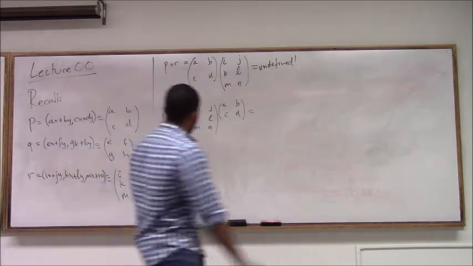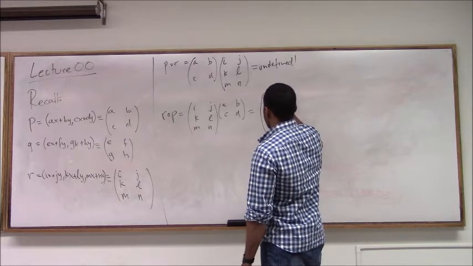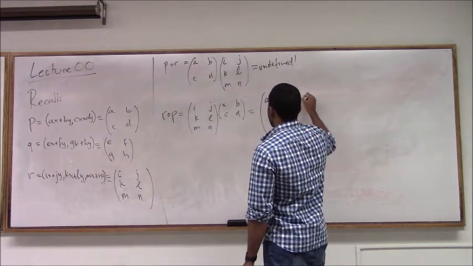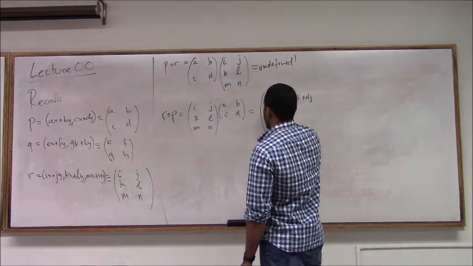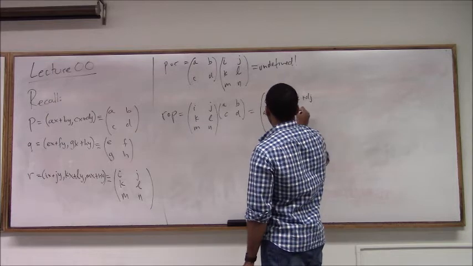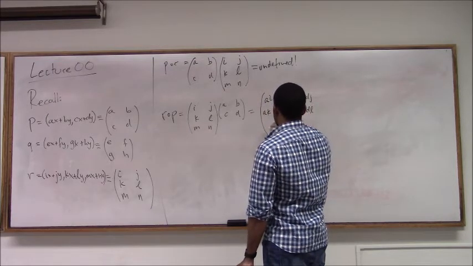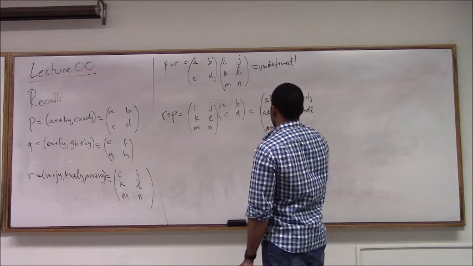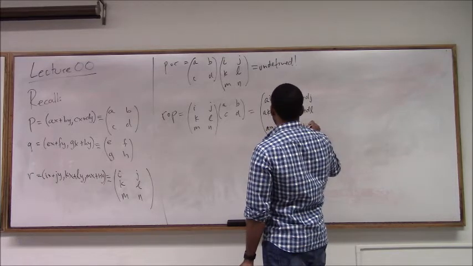In fact, we found that its functional representation would have been ai plus cj, bi plus dj, and ak plus cl, and here bk plus dl, and we found this was am plus cn, and this was bm plus dn.